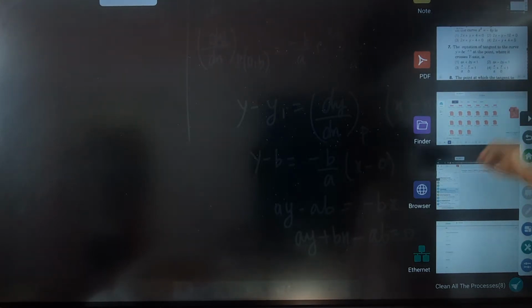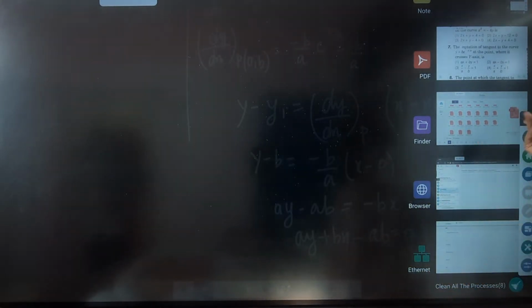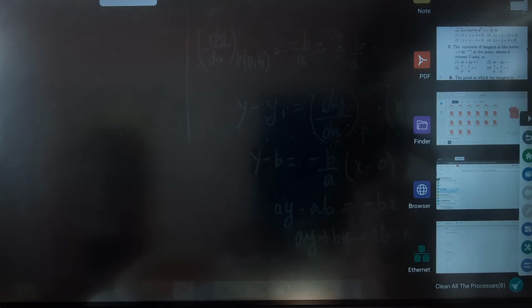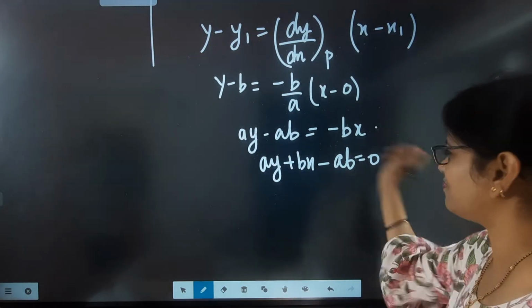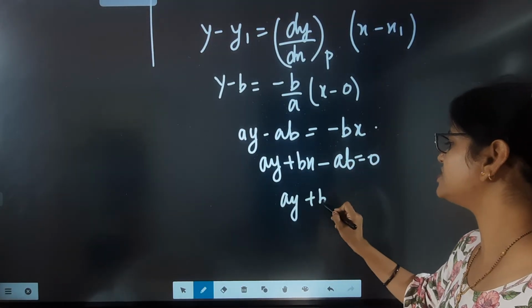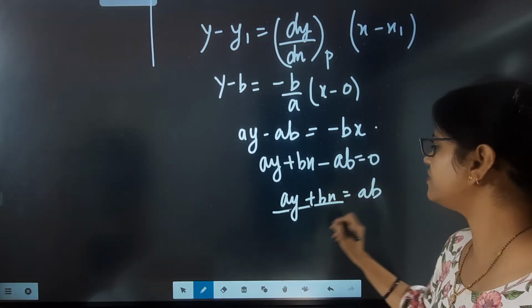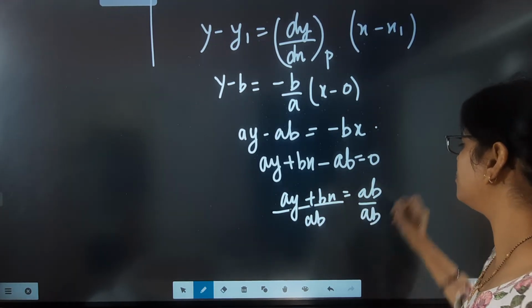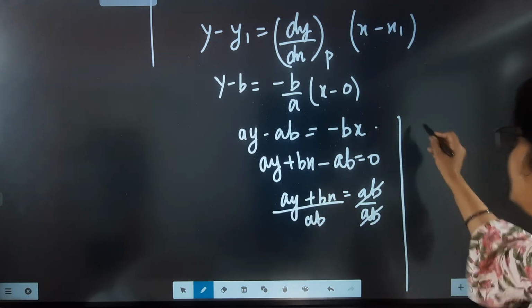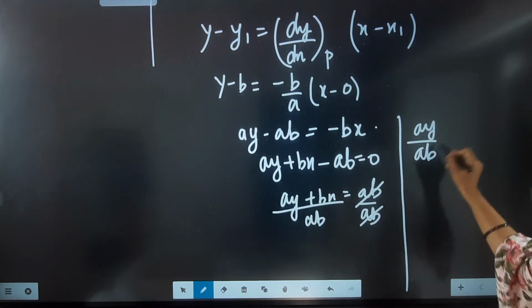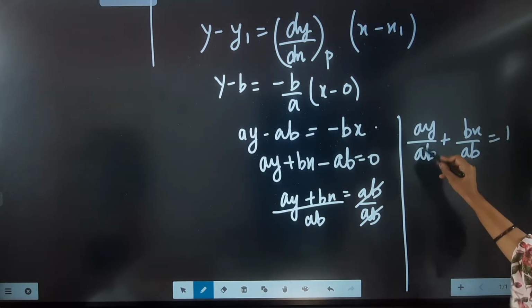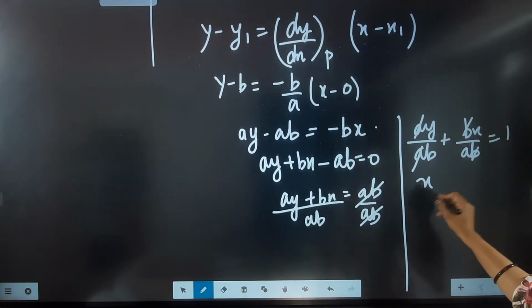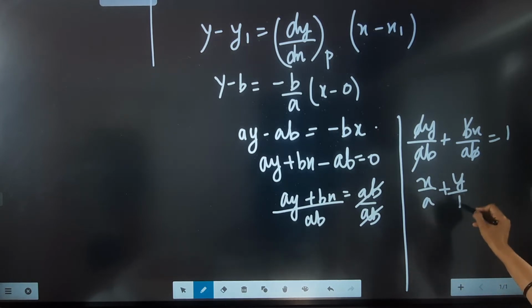So here ay plus bx. If we shift it, because one option looks very similar to that. First, we will shift this one down so that we can get the perfect answer. So ay plus bx equals ab. Shall we divide both sides by ab? The moment we divide both sides by ab, ay by ab plus bx by ab equals 1. So a cancels, b cancels. So x by a plus y by b equals 1.